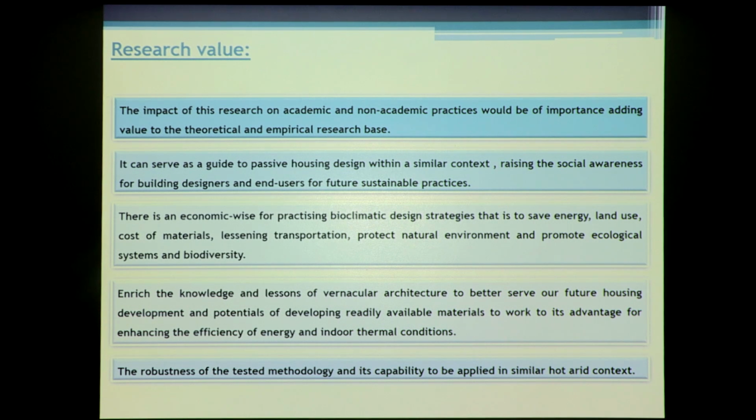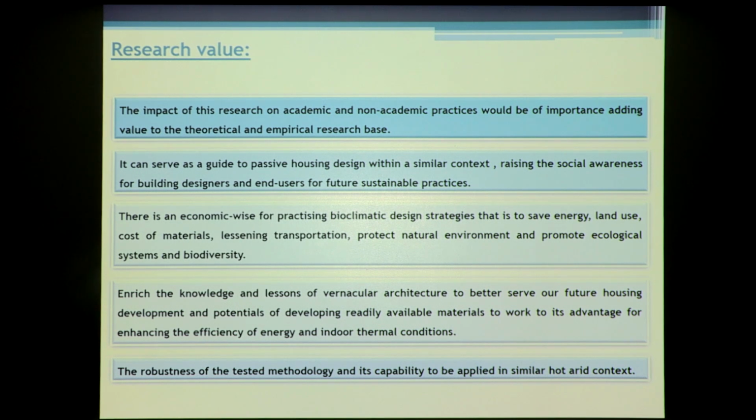The value or impact of the research, of course, is on academia and non-academia fields because it has an empirical and theoretical research base. Also, these kinds of studies can help create a guide or platform for guidelines for future housing. Of course, it's important for the designers and end users.